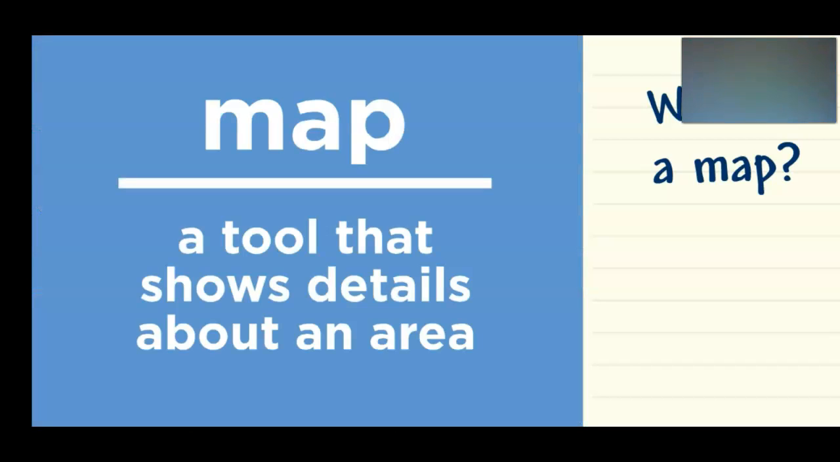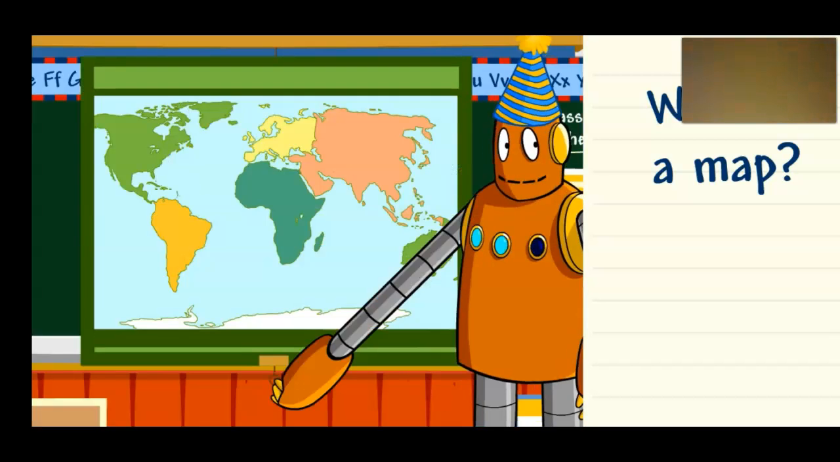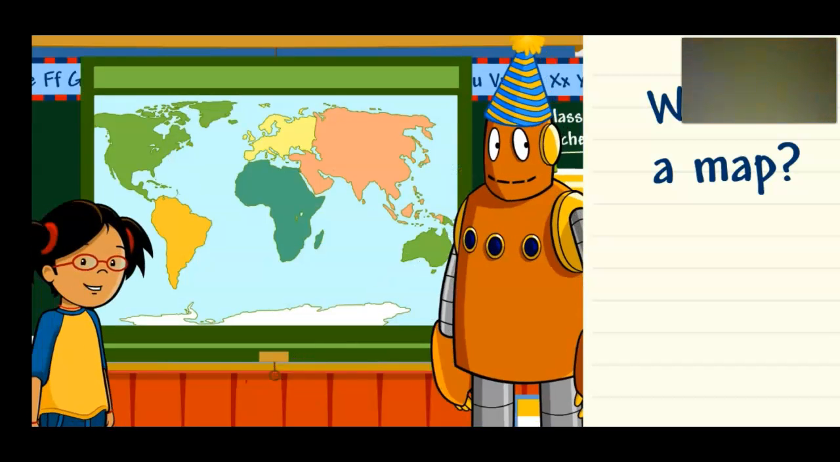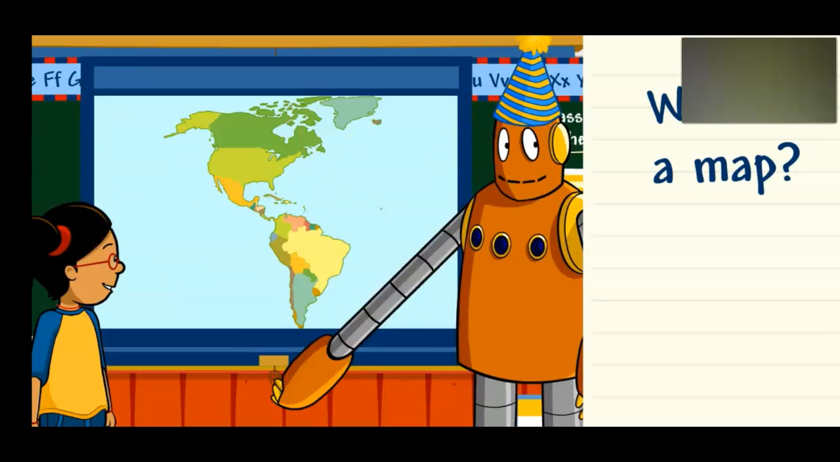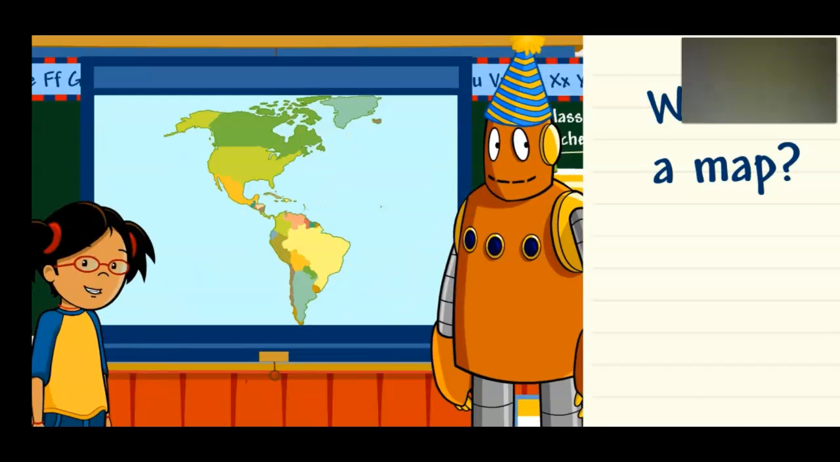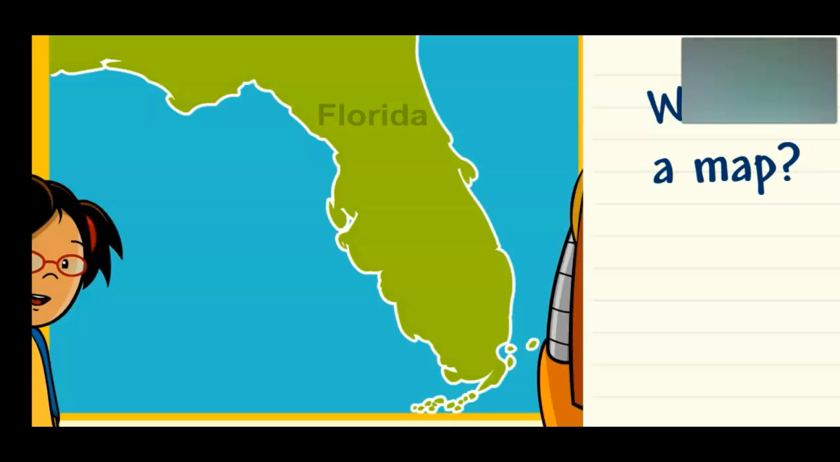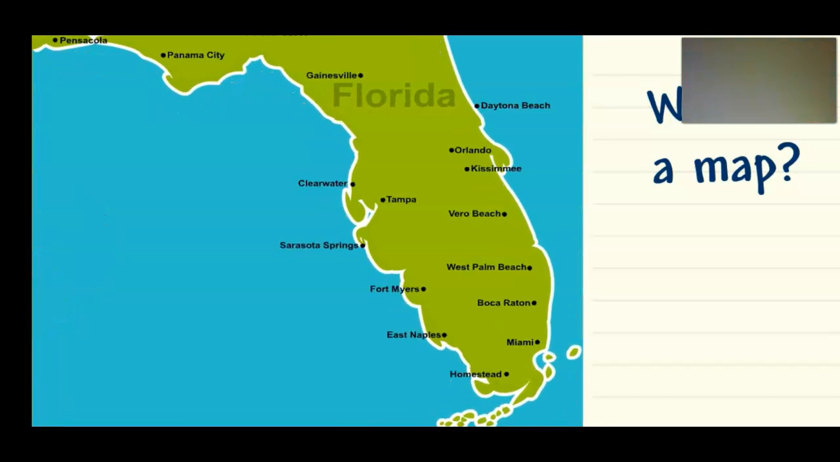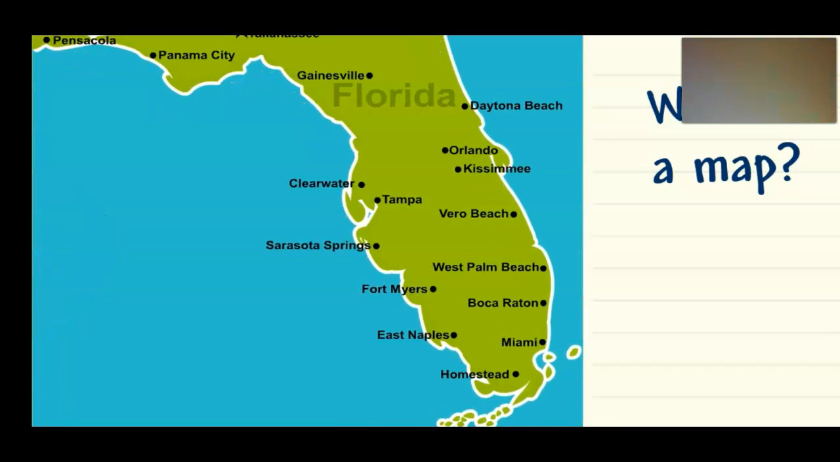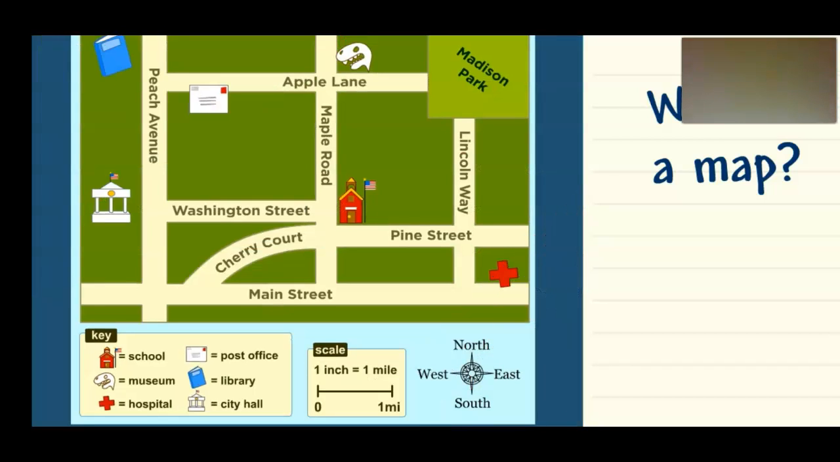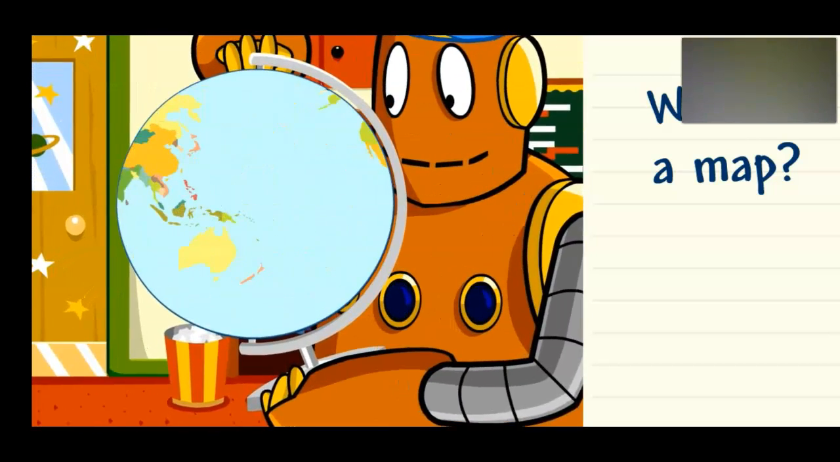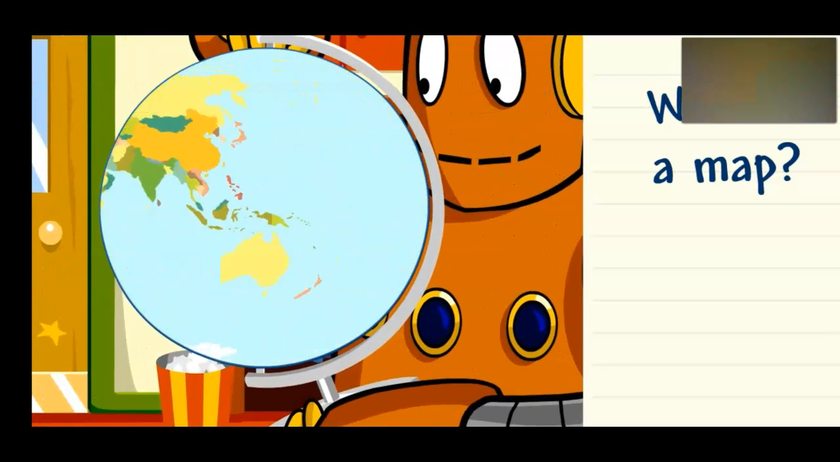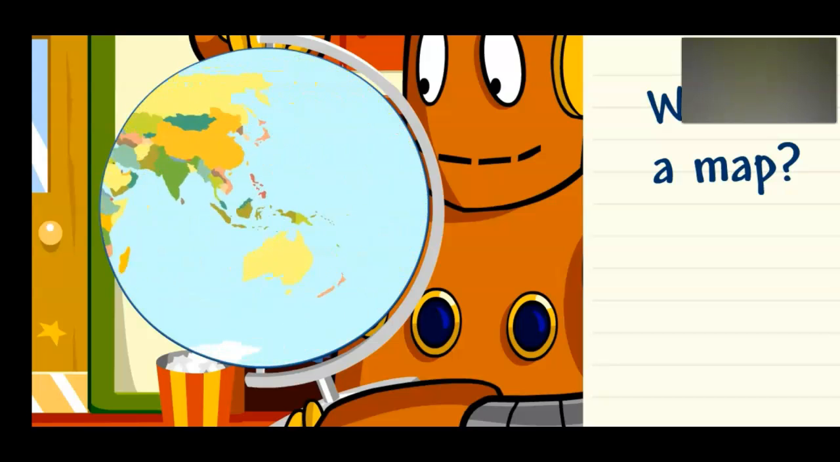A map is a tool that shows details about an area. A map can show continents or countries. It can also show states or towns and cities. Maps can show streets and roads and landmarks that make a place special. A globe is a map on a round model that shows places all over Earth.